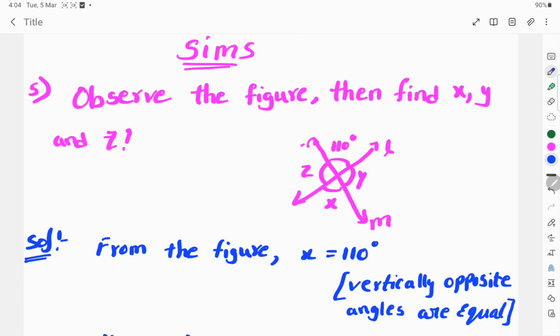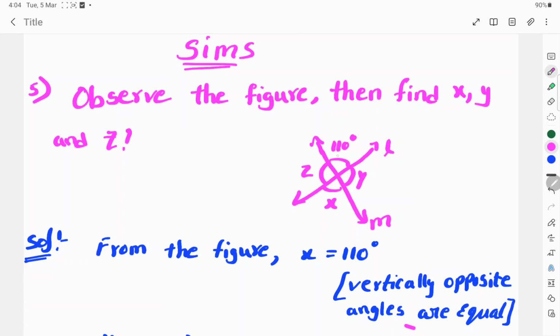Observe the figure, then find x, y and z values. Here M is one straight line and L is one straight line. Here 110 degrees, y, x, z. You find the x, y, z values.